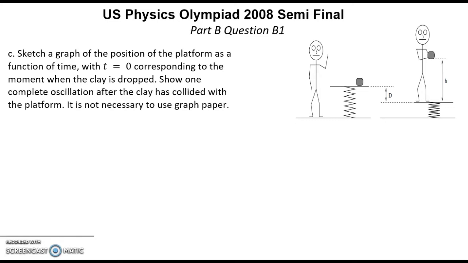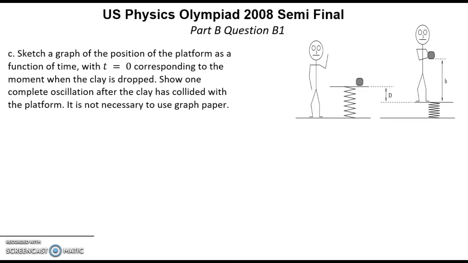Question C. Sketch the graph of the position of the platform as a function of time, with t equals 0 corresponding to the moment when the clay is dropped. Show one complete oscillation after the clay has collided with the platform. It is not necessary to use graph paper.